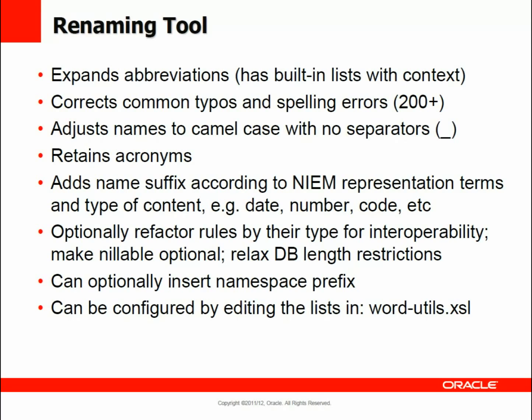It adds the appropriate name suffix to match the NIEM representation terms of date, number, code, etc., depending on the type of the content. And then you can refactor rules to change how they're being used, relaxing database length restrictions, making nillable items optional, and so on. Then you can also insert a namespace prefix if you want to use that. And all this can be configured through the wordsutil.xslt file, which is available from the SourceForge download site.